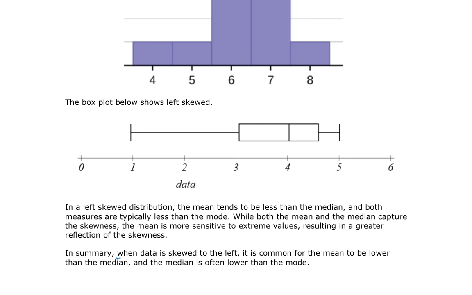In this case, the mean tends to be less than the median, and both are typically less than the mode. So the mean could be right about here, the median could be right about here, and the mode obviously here is number 7. So when we have a left skewed, negatively skewed distribution, the mean is lower than the median, and the median is lower than the mode. Not always, but more often than not, the median is lower than the mode.